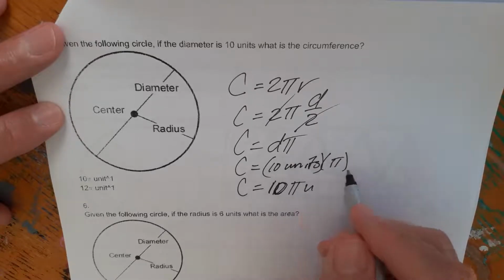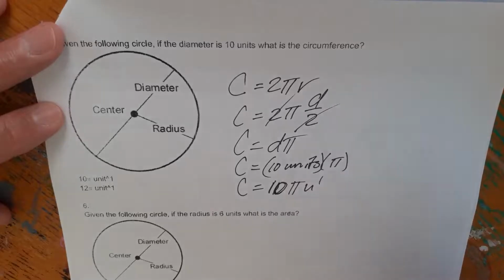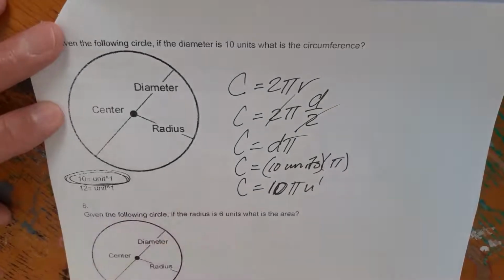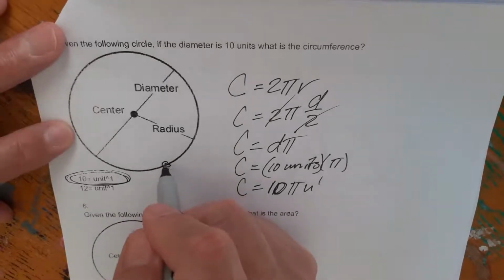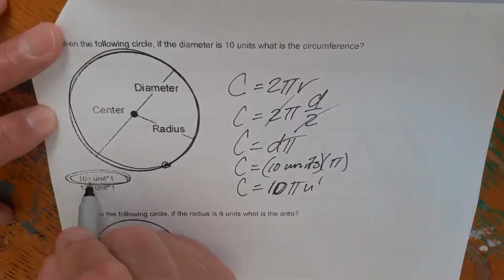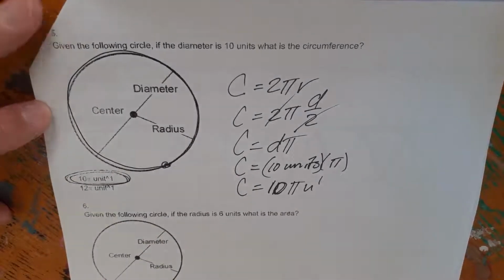All right, there's no units times units. That's why it's units to the 1 power. So 10 pi units to the 1 power is the circumference. That is the distance around the shape. If you started here and walked all the way around, once you got back to here, you would have gone 10 pi units. If it was feet, it would have been feet.